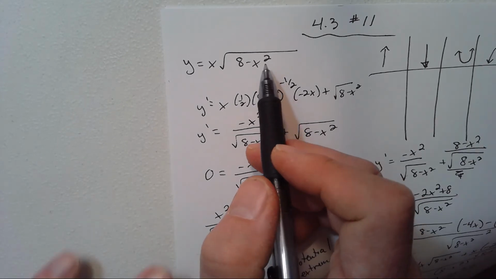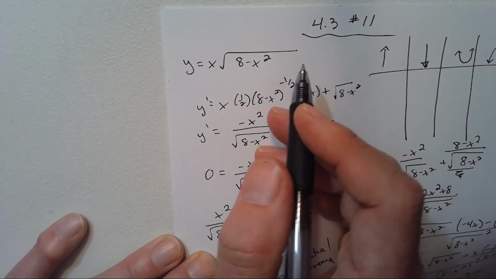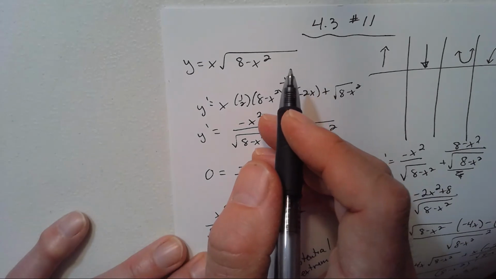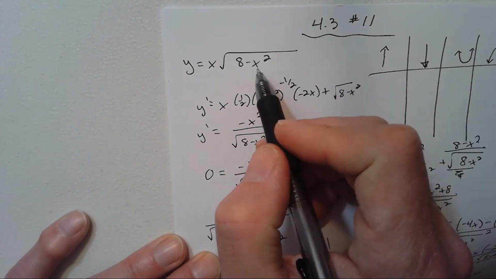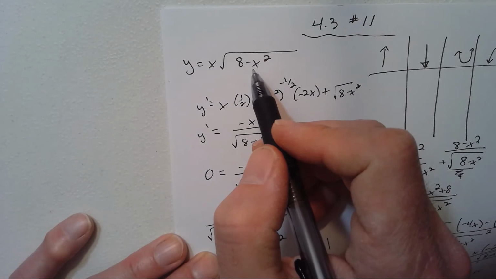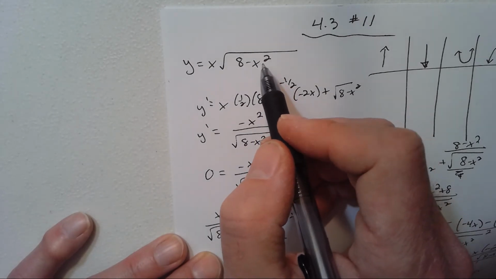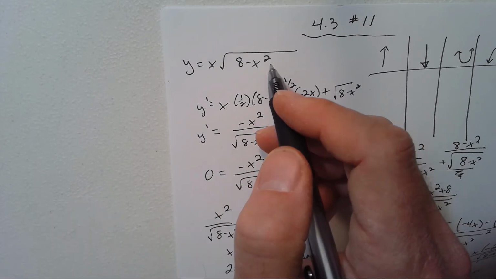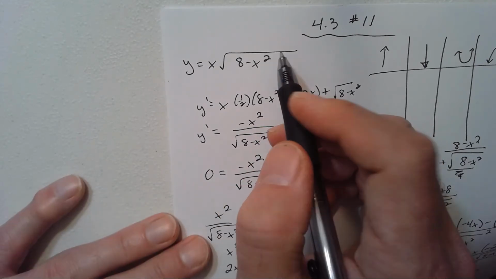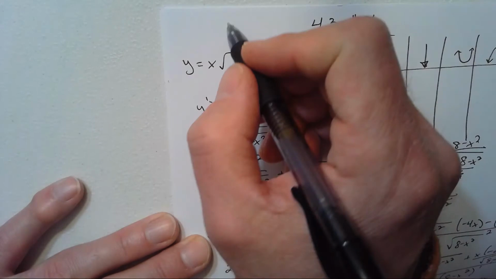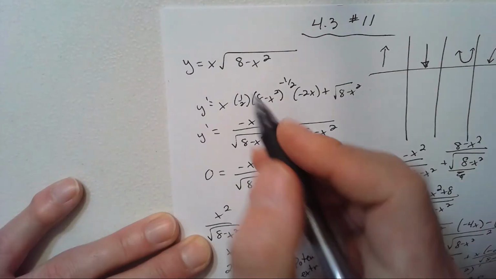Square root of 8 is less than 3. If x is 3, you see that we would get a negative inside the square root. 8 minus 9 gives you a negative. So the domain of this is only between negative square root of 8 and square root of 8.